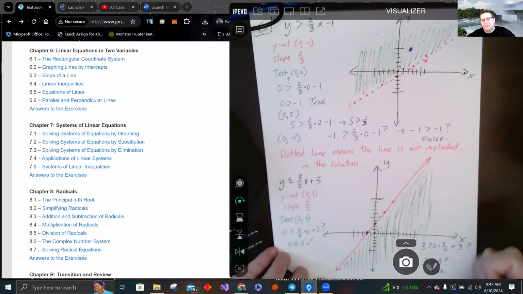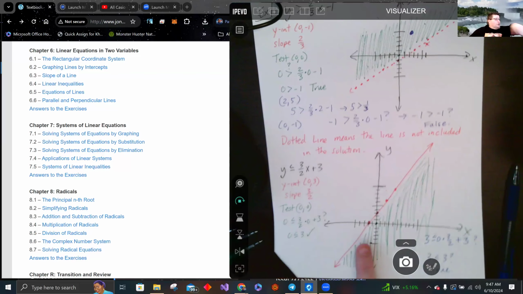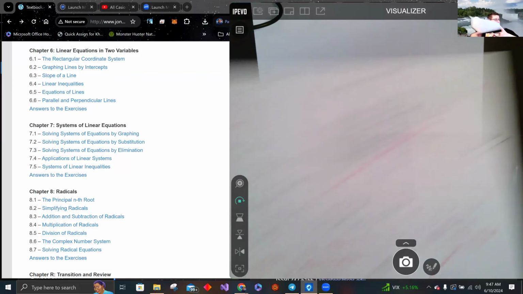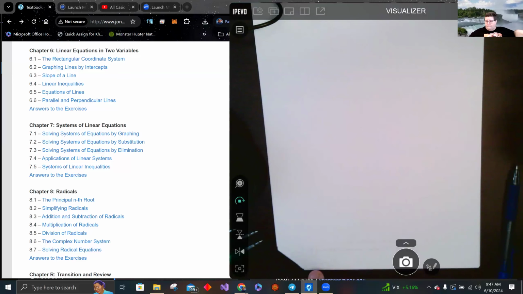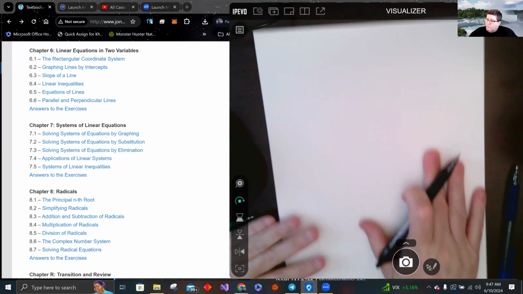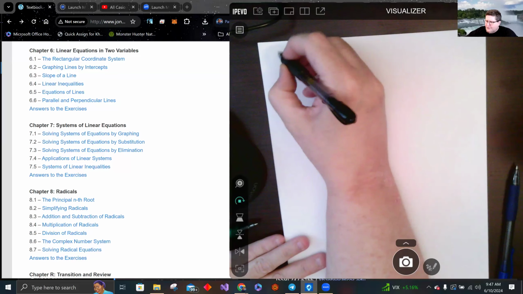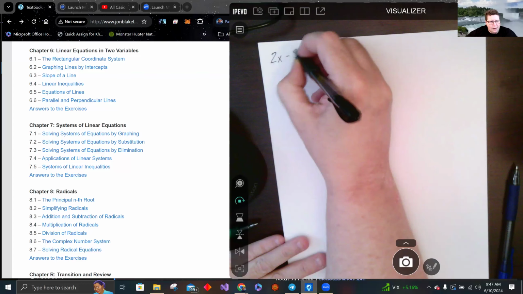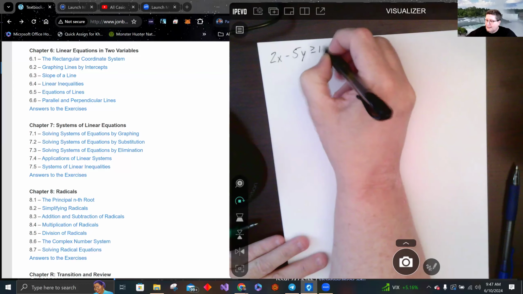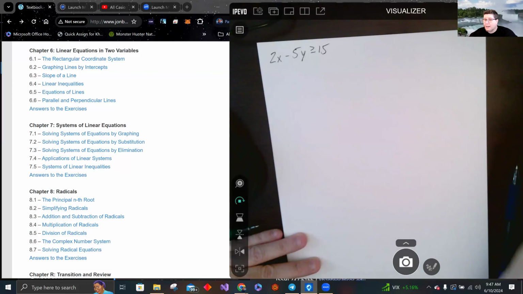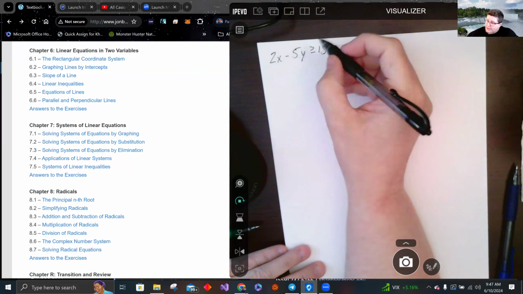That's how these work. We're going to do 2 more, and I want you to try to do them before I show you how. Okay, give 2x minus 5y is greater than or equal to 15 a shot. All right, I will assume you did. I am going to write this in slope-intercept form.